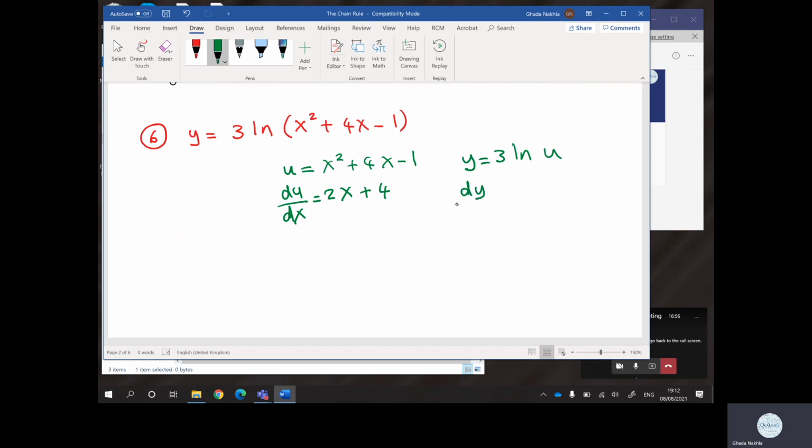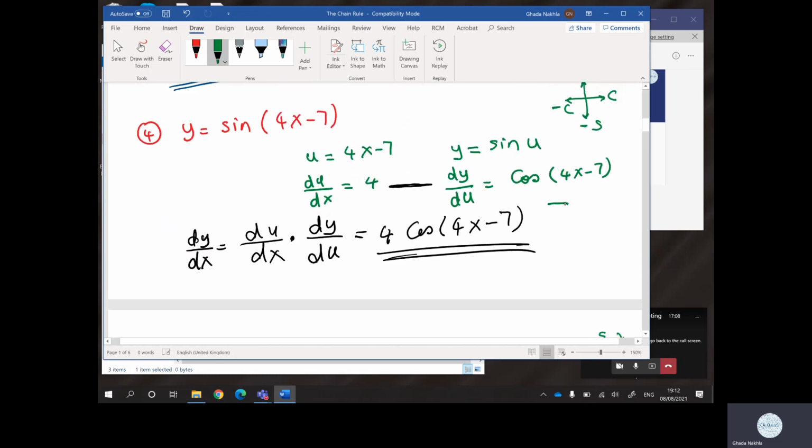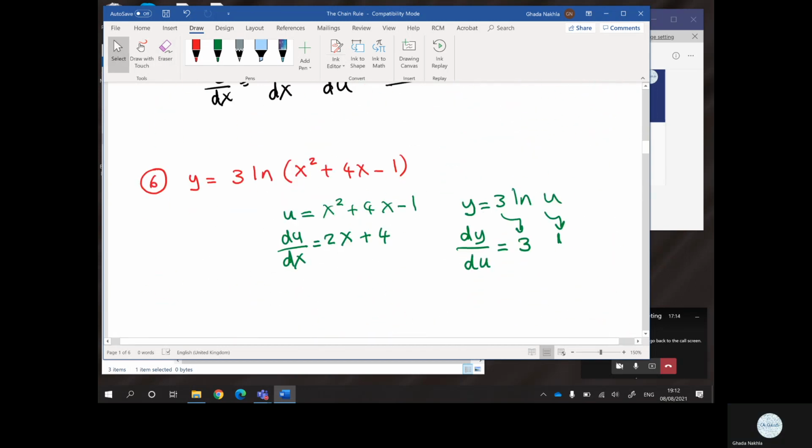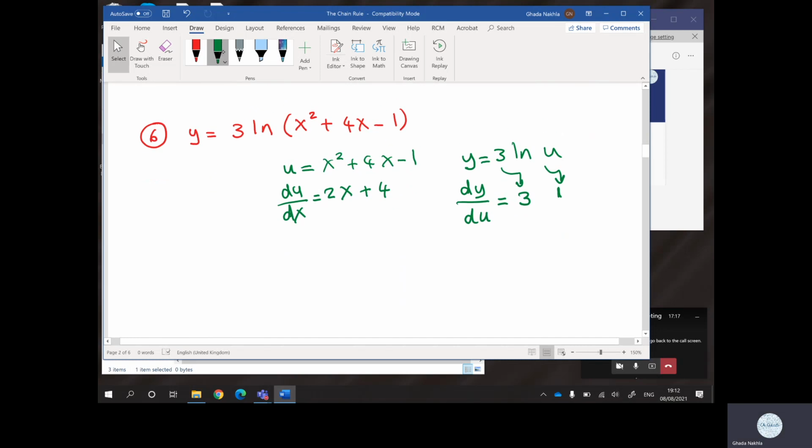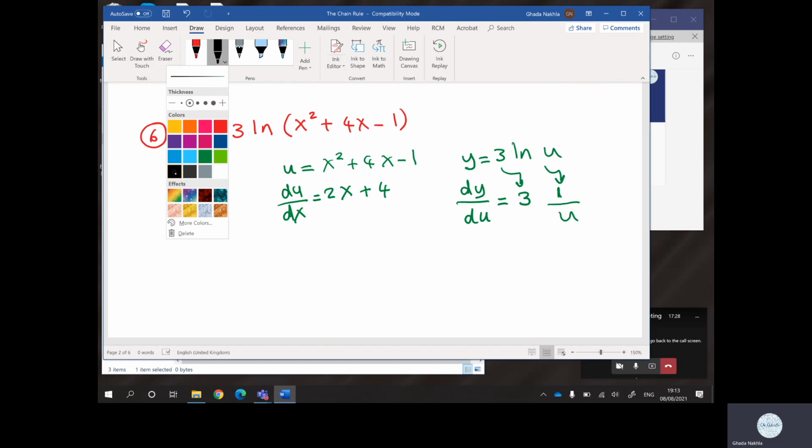dy by du is equal to 3, we leave the 3 alone, multiplied by ln u, which differentiates into, sorry about that, 1 over u. ln u differentiates into 1 over u. Where is my answer? My answer is the bottom line here.